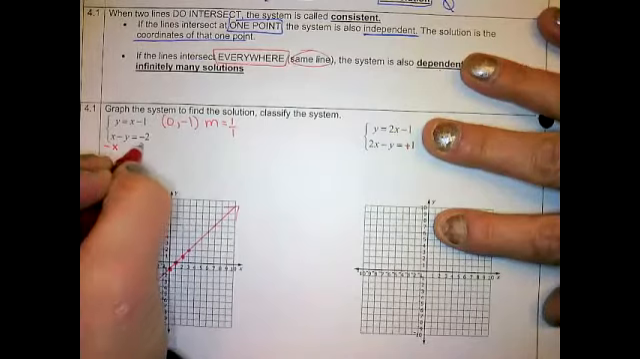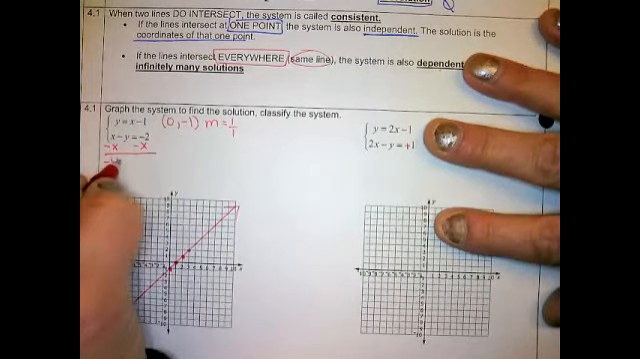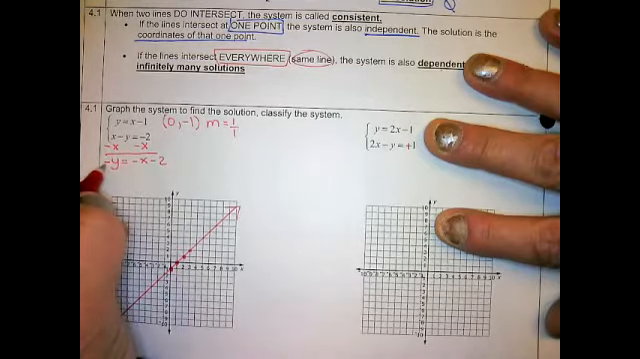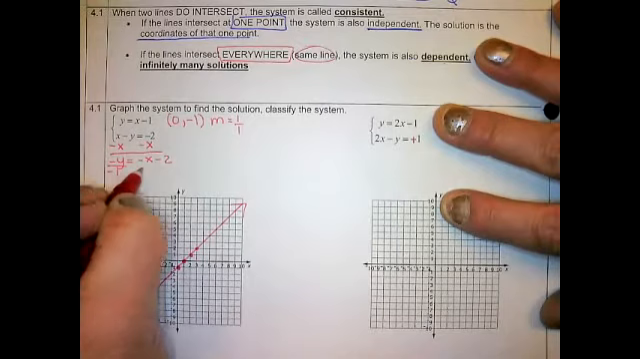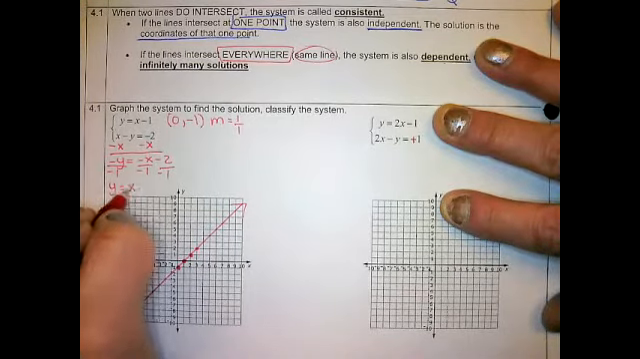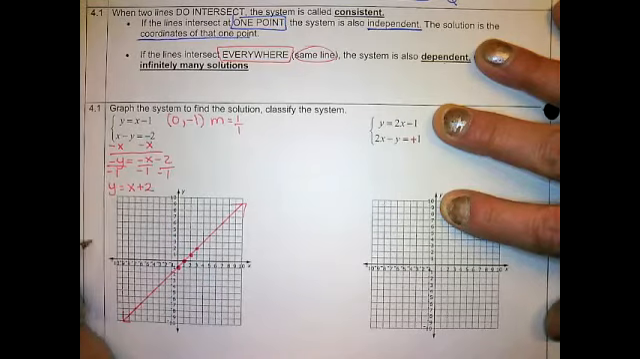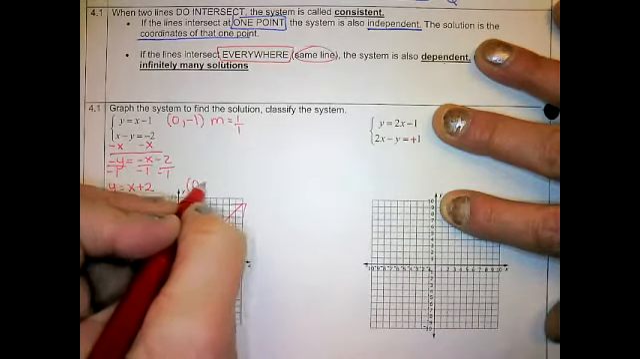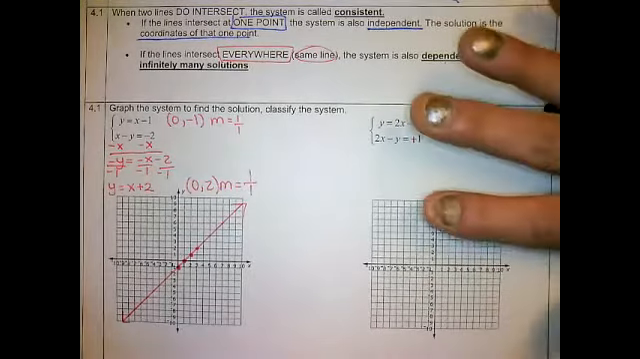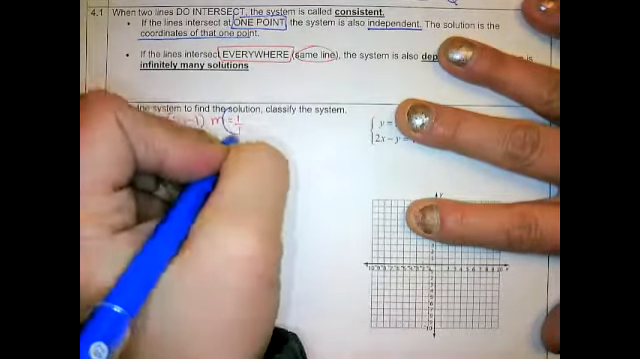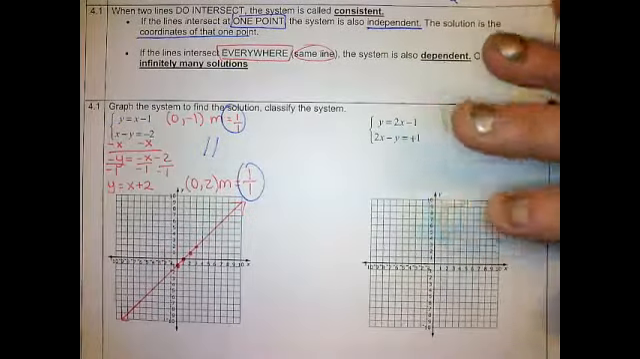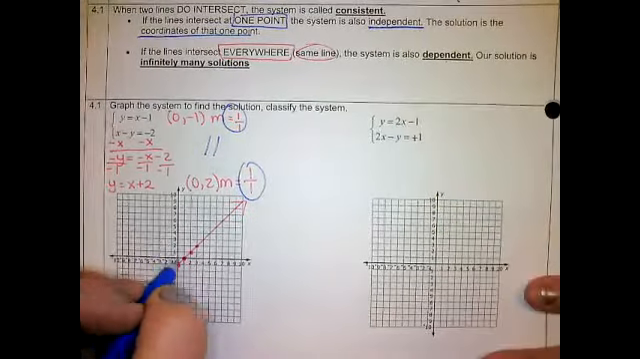So my first step is to subtract x from both sides. So I wind up with negative y equals negative x minus 2. But I've got to get this y all by itself, so I'm going to divide every single term by negative 1. And I get y equals x plus 2. So here, my y-intercept is 0, 2, and my slope is 1 over 1. Okay, so right here, without even graphing it, I can tell that the slopes are the same, which means these two lines are parallel. But now let's go ahead and graph it.